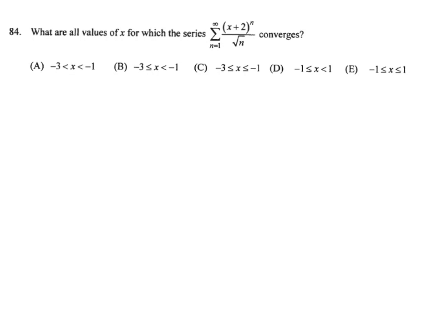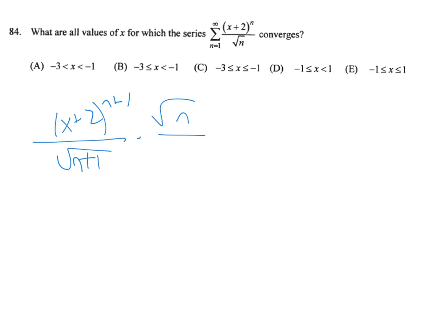That's one of the great ways to figure out intervals of convergence. It's definitely the best way. So let's do it. Do a little ratio test on this, and we'll have x plus 2 to the n plus 1 over square root of n plus 1 times the square root of n over x plus 2 to the n. And we look at the absolute value of that, and when is that less than 1?